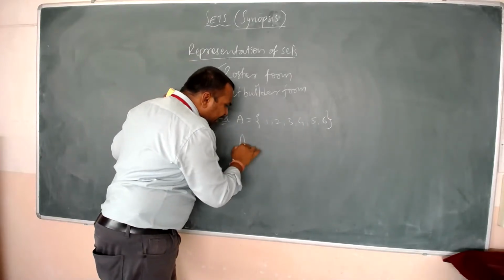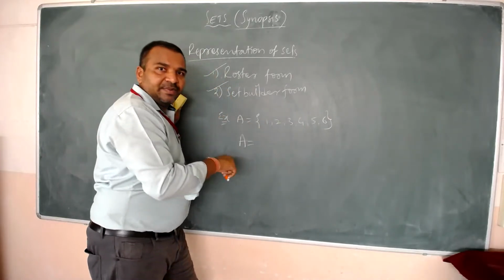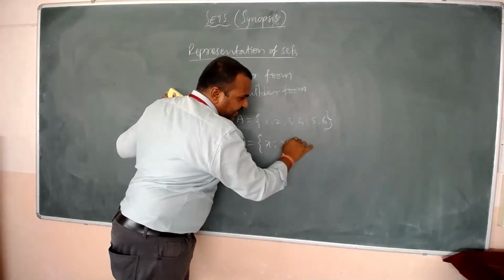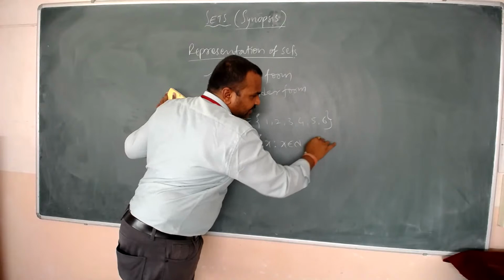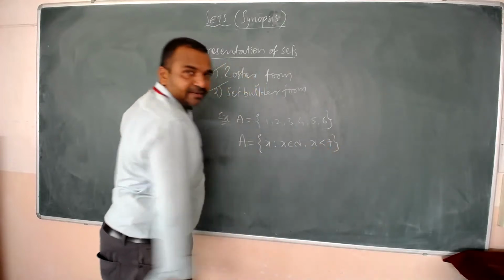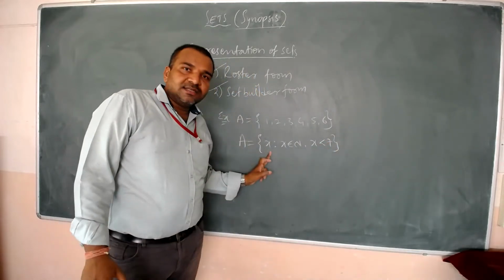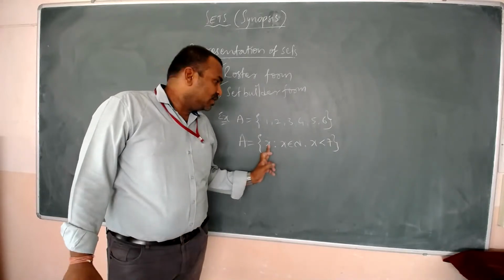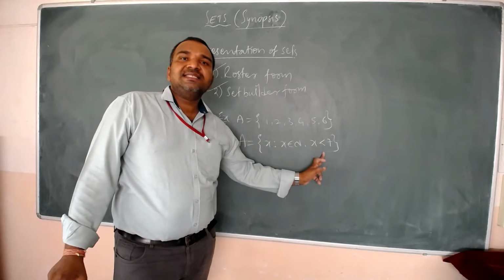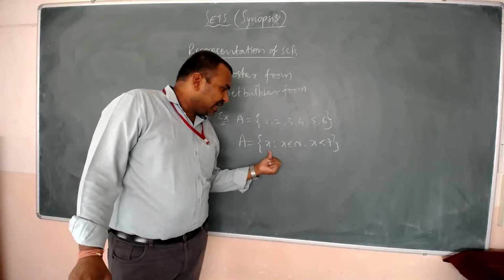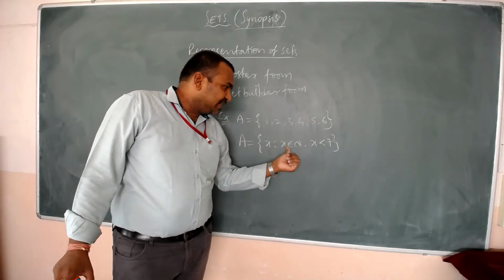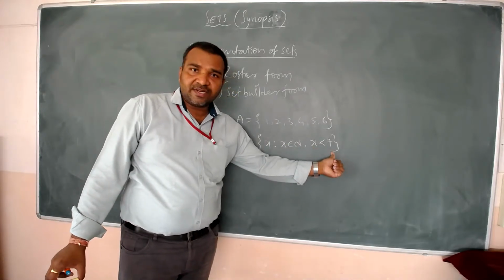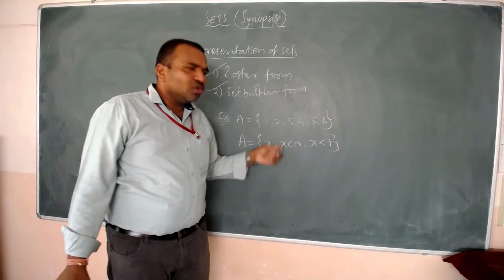Here, I will write the same set in set builder form. A = {x such that x is a natural number, x is less than 7}. Before "such that" is the element, and after "such that" is the condition. The element is x. The condition is x is a natural number that x is less than 7. Observe now, both are the same.